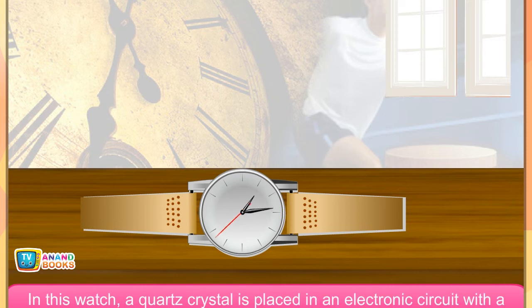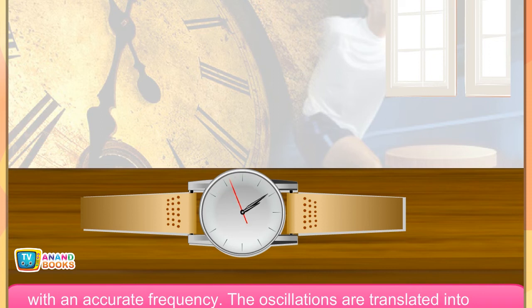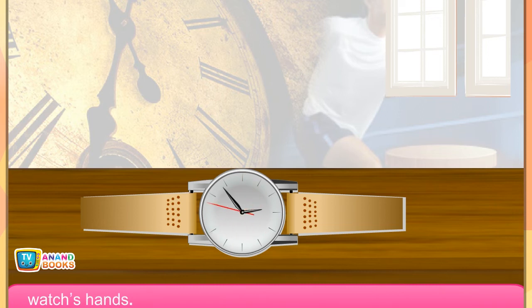How does a quartz watch work? In this watch, a quartz crystal is placed in an electronic circuit with a tiny battery. A small electric current oscillates the crystal with an accurate frequency. The oscillations are translated into pulses. These pulses, with some mechanical parts, drive the watch's hands.